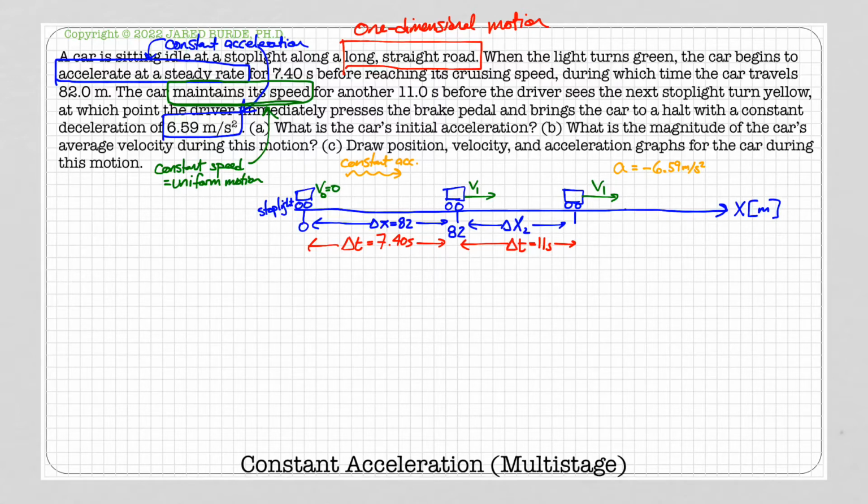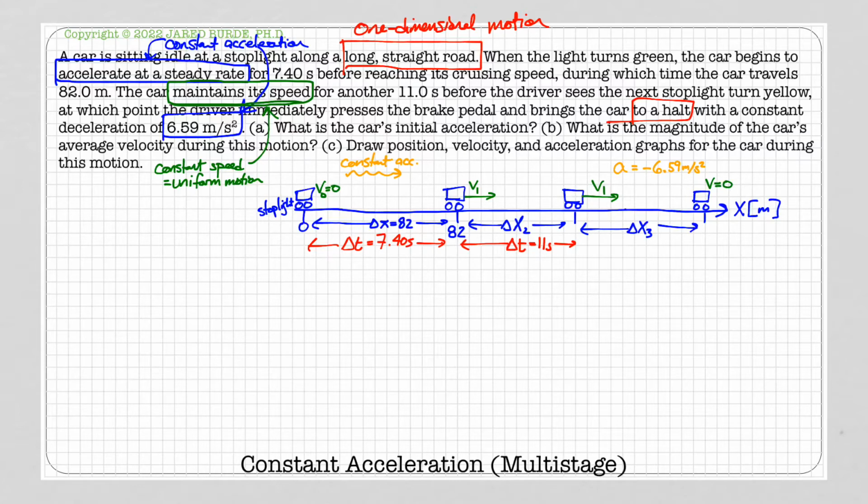We're told that the car comes to a halt, which means that we're going to end up somewhere down here. We'll call this a displacement, delta x3, as the displacement during this third portion. And we know that the car is going to come to a halt, so its velocity is going to be 0 at the end there.